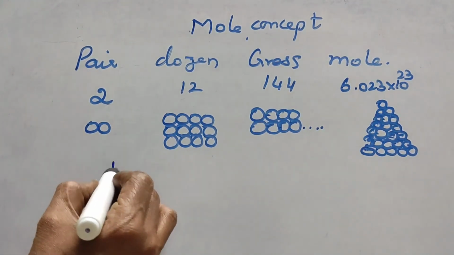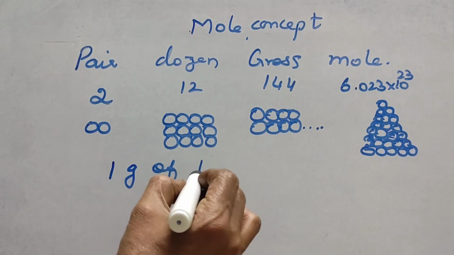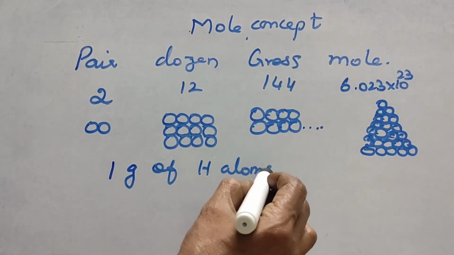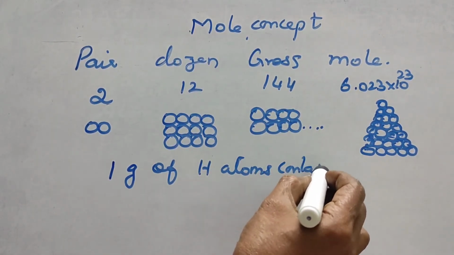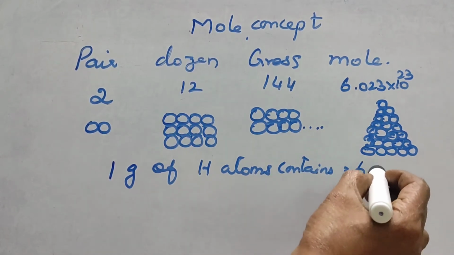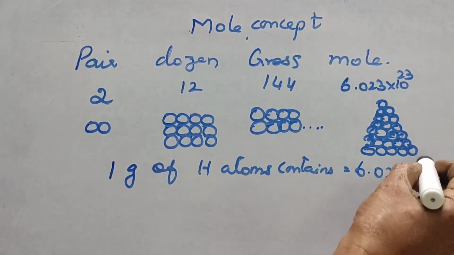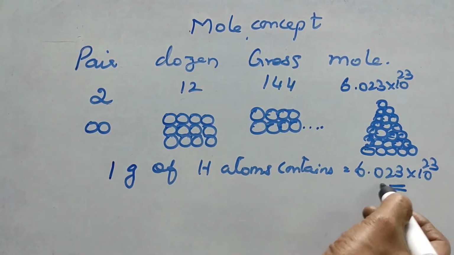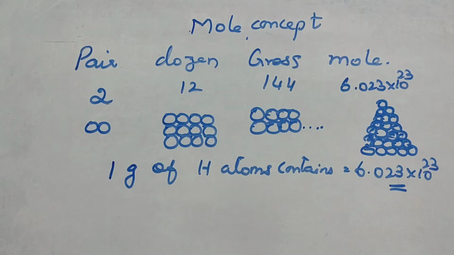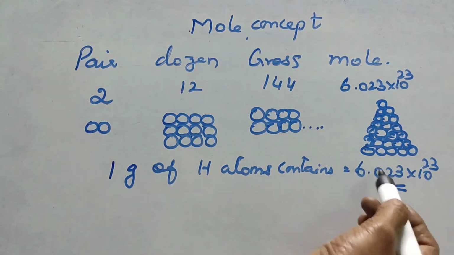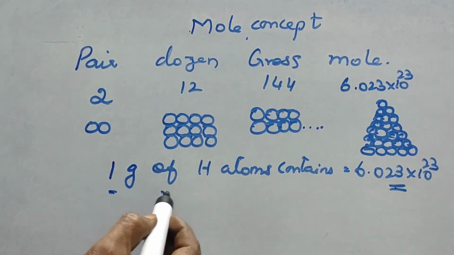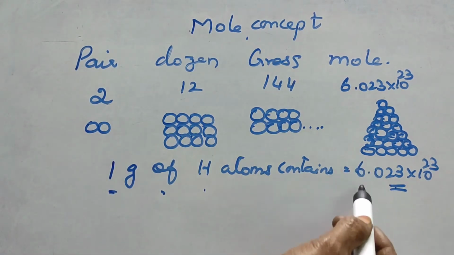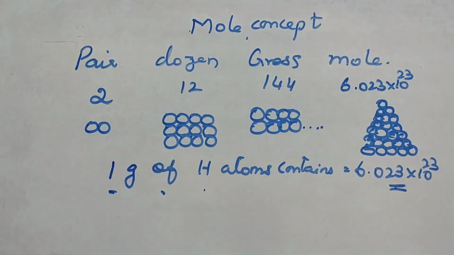Already we know that 1 gram of hydrogen atoms contains 6.023 into 10 power 23 atoms. It cannot be counted because it is a very large number. Instead of counting, if we take 1 gram of hydrogen, that will have 6.023 into 10 power 23 hydrogen atoms.